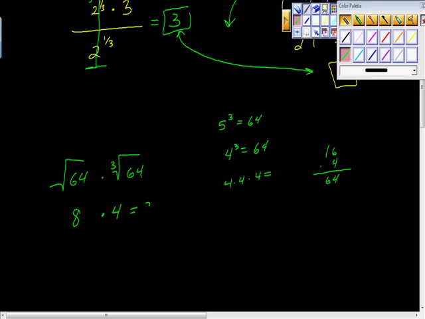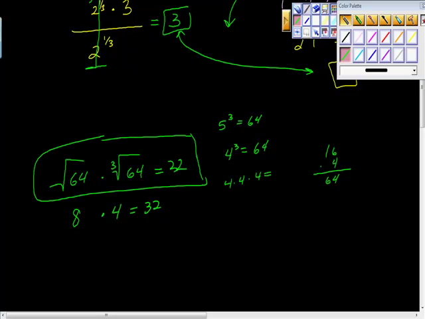And 8 times 4 is 32. So our solution to this problem is 32. So we're getting better at this, and I mean much better. Keep it up, keep it up, keep it up.